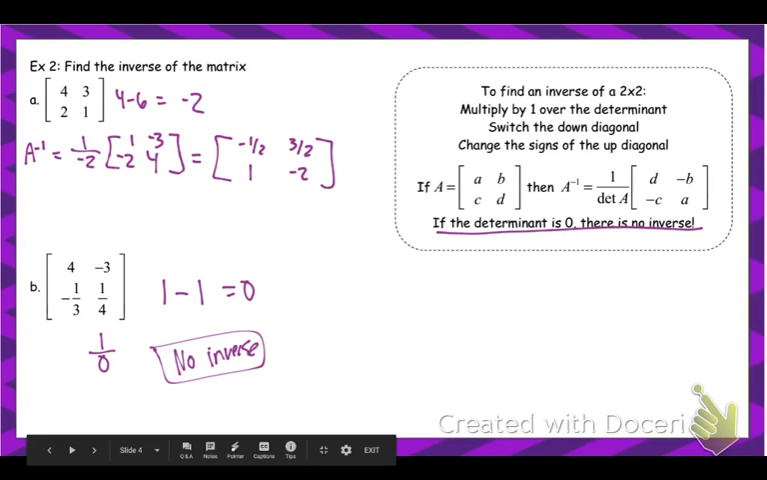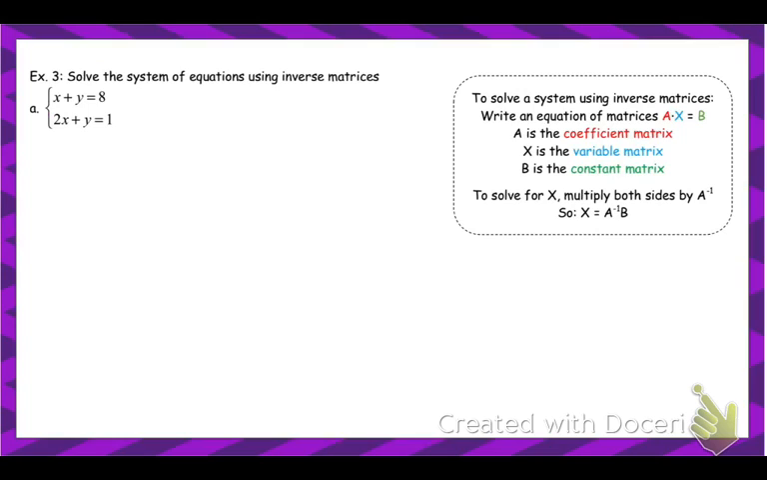All right, so now we're going to look at how this relates to systems. And this is what's going to be really helpful for us. So in order to solve this system using matrices, I am going to rewrite this system using matrices. So I'm going to write the coefficient matrix. So this is going to be 1, 1, 2, 1.